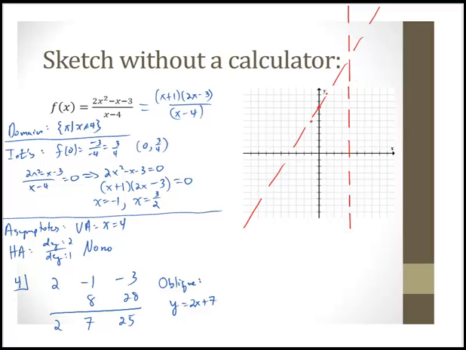Alright, let's plot what we have. I have a y-intercept at 0, 3/4. I have x-intercepts at -1 and at 3/2.